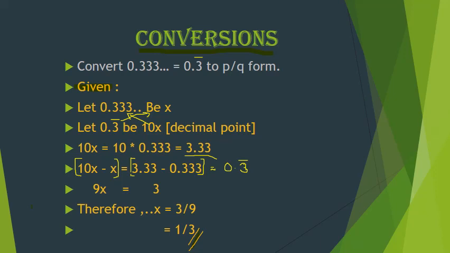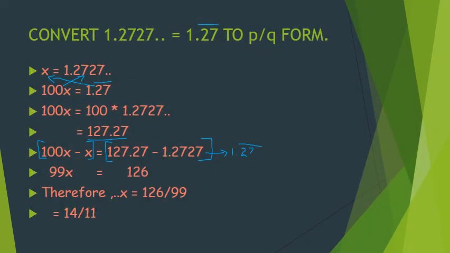Let us see another type of conversion. Now if you analyze this question given to us, that is convert 1.2727 dot dot, which is nothing but 1.27 bar, to p by q form, we have two values. The first one is 1.2727 dot dot, and the other is 1.27 bar. Now in these two values, let me take the first one, 1.2727, as x and 1.27 bar as 100x.